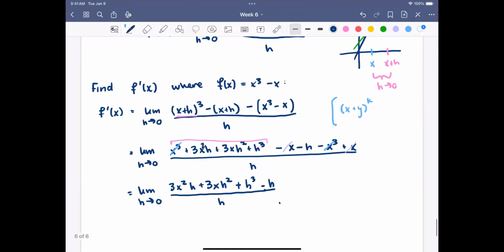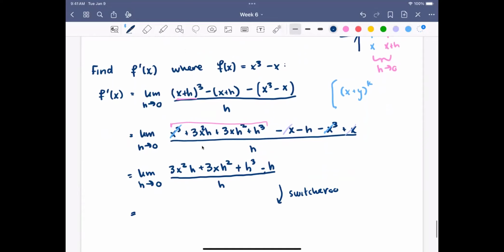And then we can just apply the switcheroo to cancel out the h's from the numerator and the denominator. So we get the limit as h approaches 0 of 3x squared plus 3xh plus h squared minus 1. Okay, are there questions so far? Are we good up to this point?